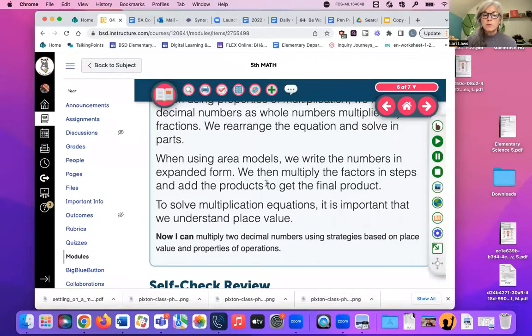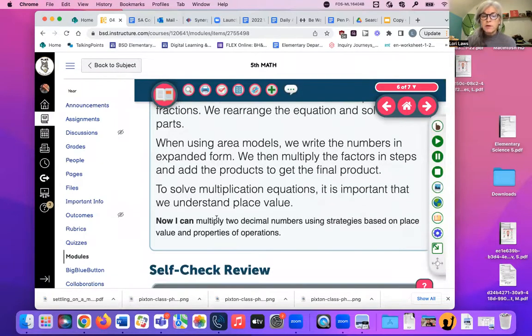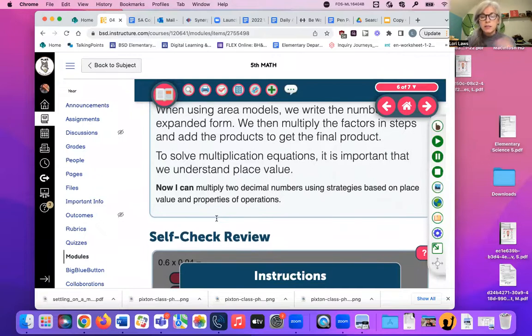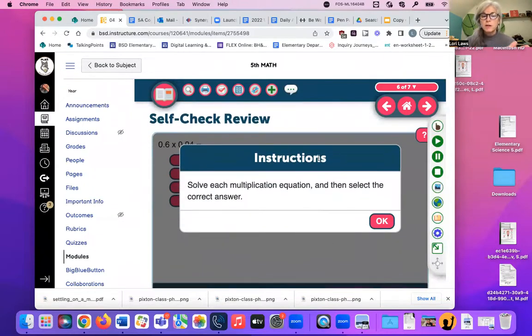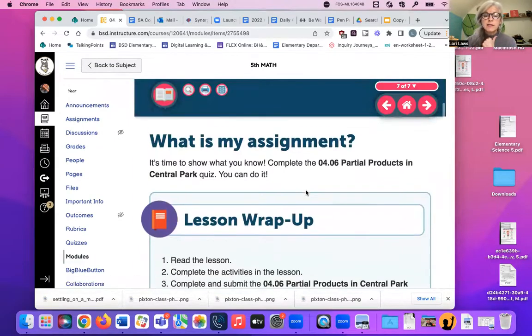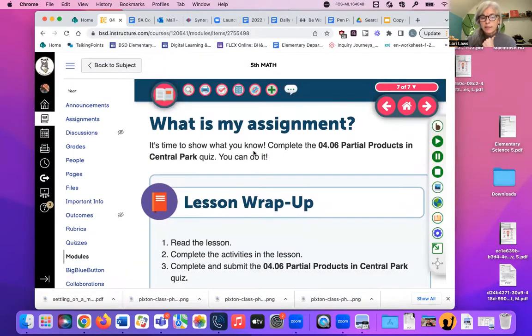When using area models, we write the numbers in expanded form. We know that that means you write them out according to their place value. Here's your self-check review. And then on page 7, it says, what's your assignment? You're going to do a quiz.